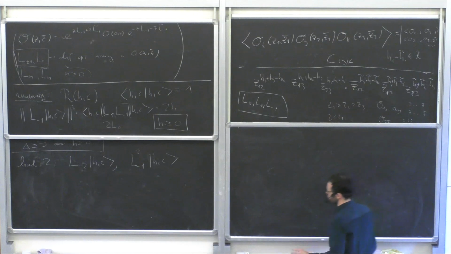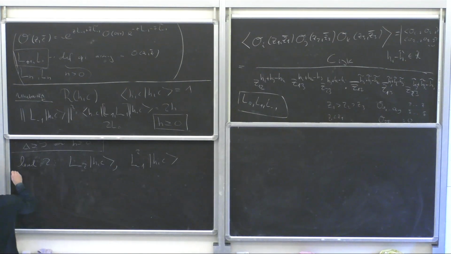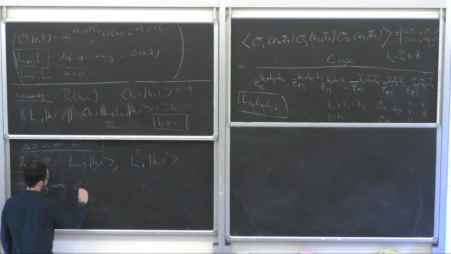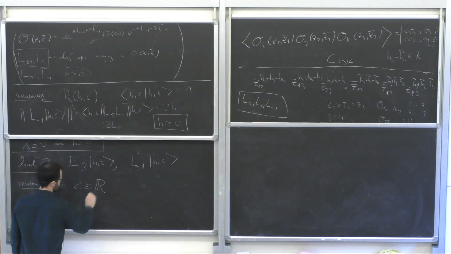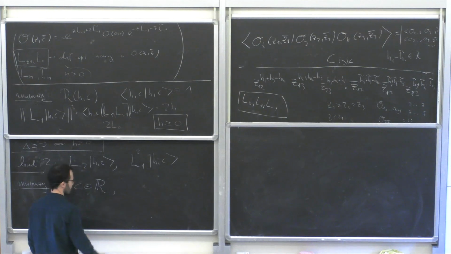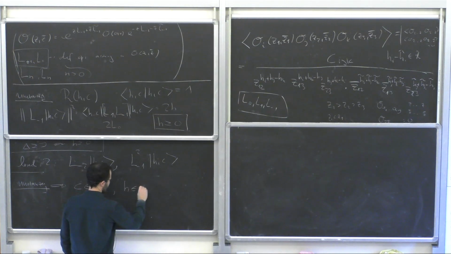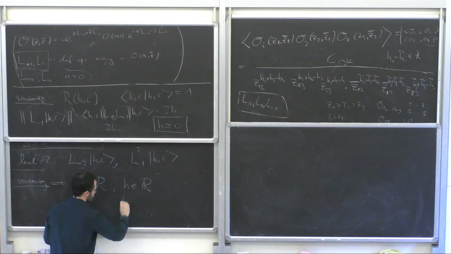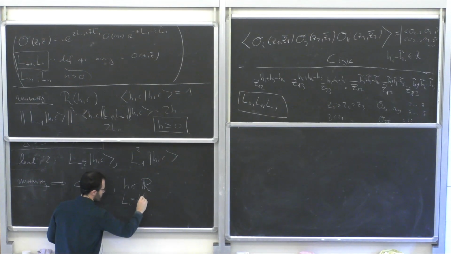Okay, I should have said two more obvious things first. Firstly, unitarity implies two simple facts. Namely that C is real. That just follows: take the Virasoro algebra, Hermitian conjugate it and compare. You'll see that it can only be consistent if C is real. And secondly, H needs to also be real. This is just a consequence of the fact that L0 is Hermitian.